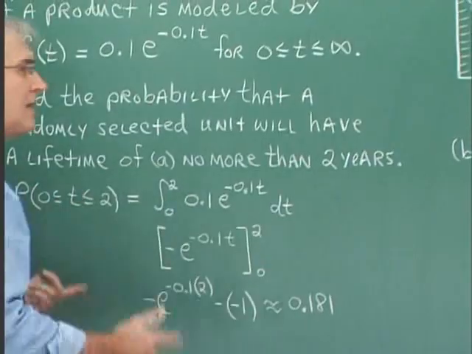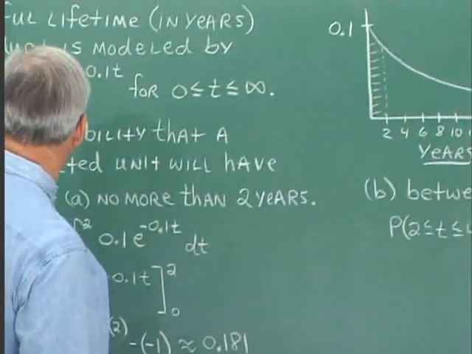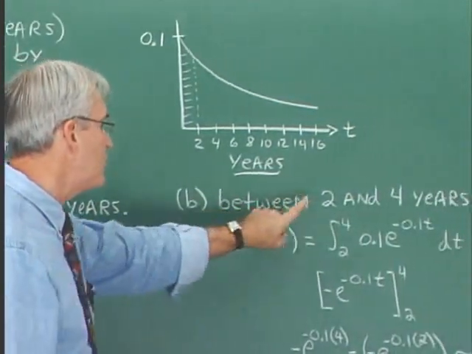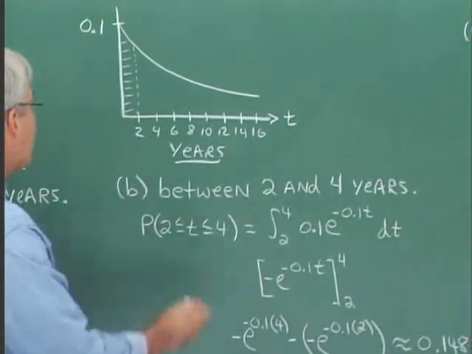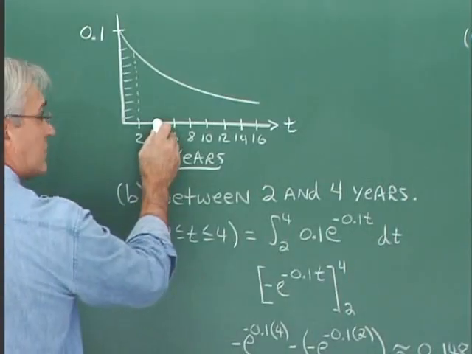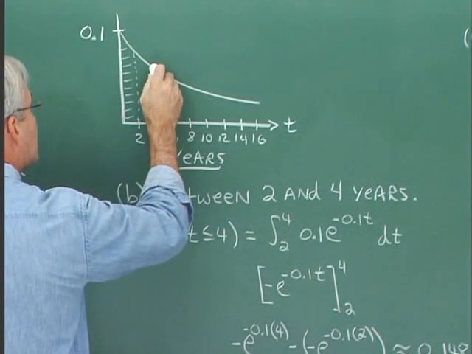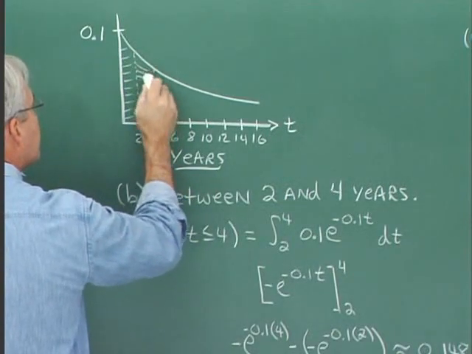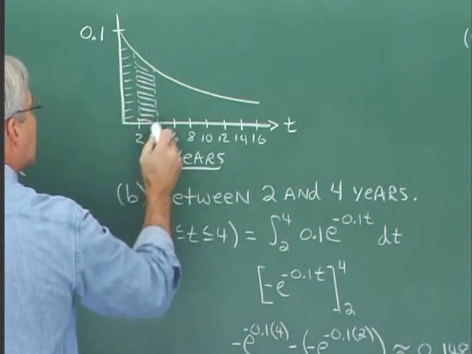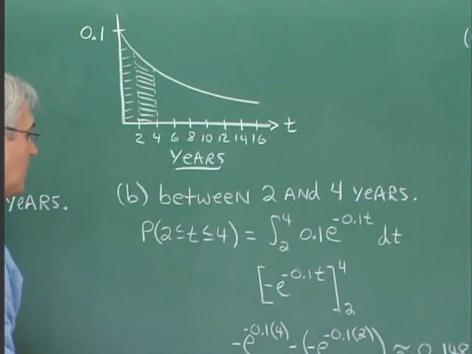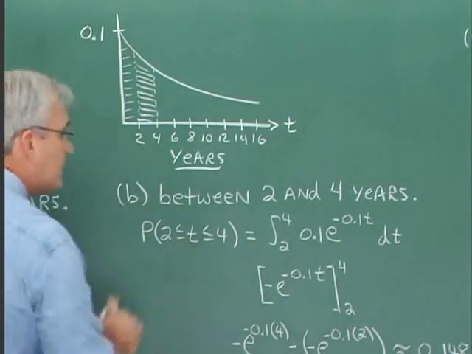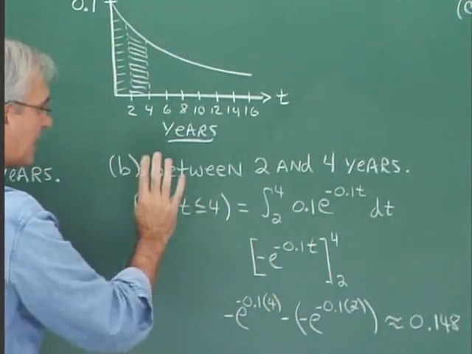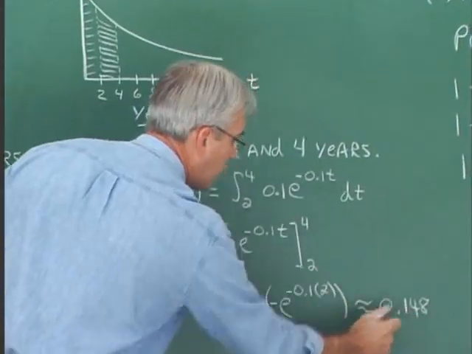Now let's make another calculation. Suppose we want to calculate the probability that a randomly selected item will last between 2 and 4 years. Well, again, it's the idea that we're finding a probability associated with an area, and that area this time is between 2 and 4. So it is this area that we're talking about. So the probability that t falls between 2 and 4 is the integral from 2 to 4 of our function. And then going through the process, we find the value to be 0.148.